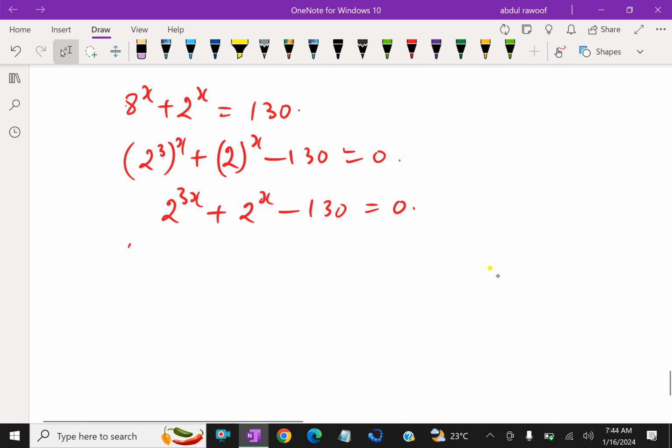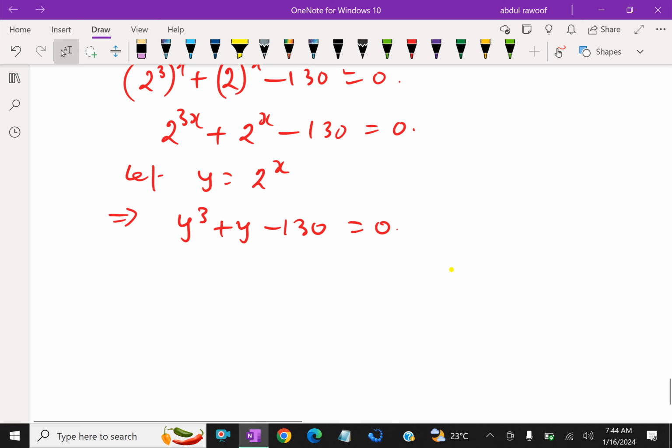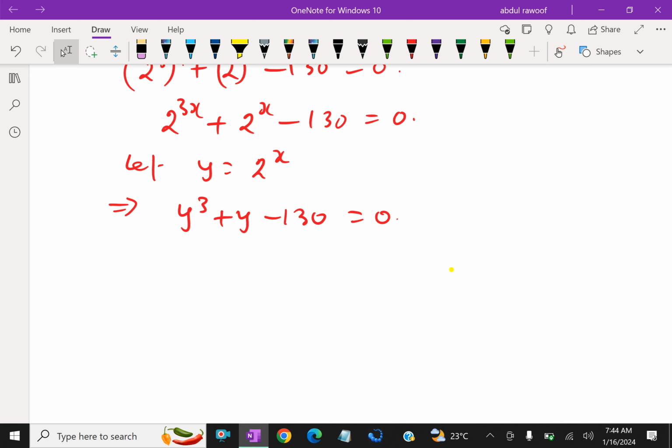So let y equal 2 power x. Then the equation becomes y cube, because 2 power 3x is 2 power x whole cube, y cube plus y minus 130 equals 0. It's a cubic equation.